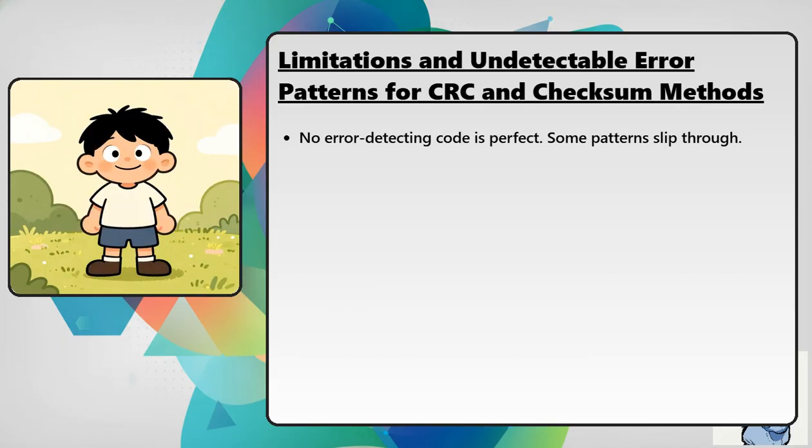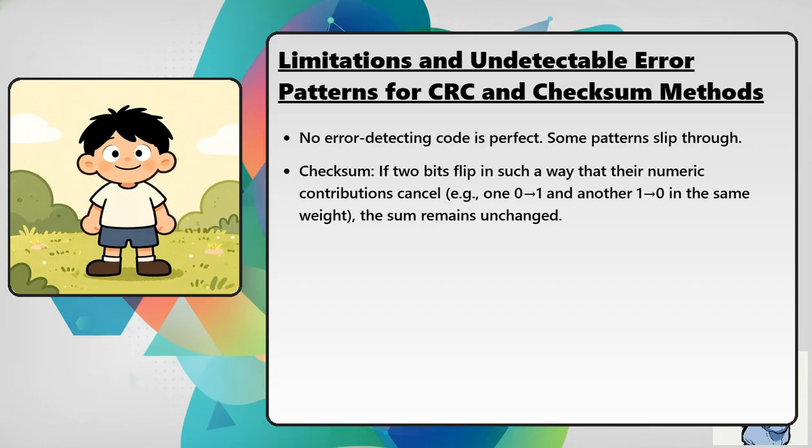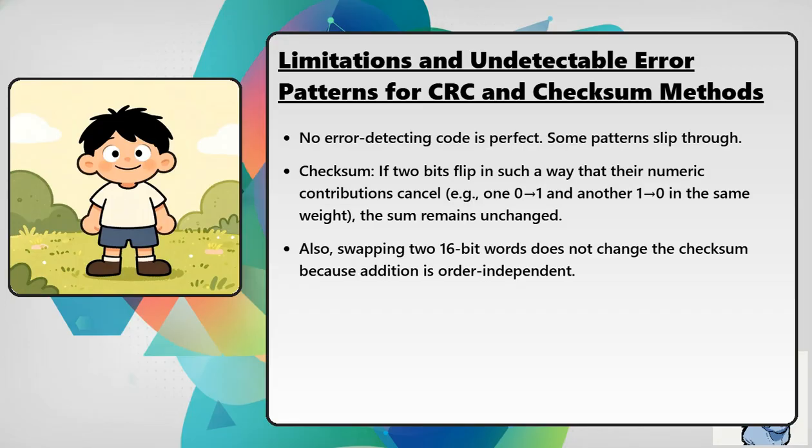Some patterns slip through. Checksum: if 2 bits flip in such a way that their numeric contributions cancel, for example one 0 to 1 and another 1 to 0 in the same weight, the sum remains unchanged. Also, swapping 2 16-bit words does not change the checksum because addition is order independent.